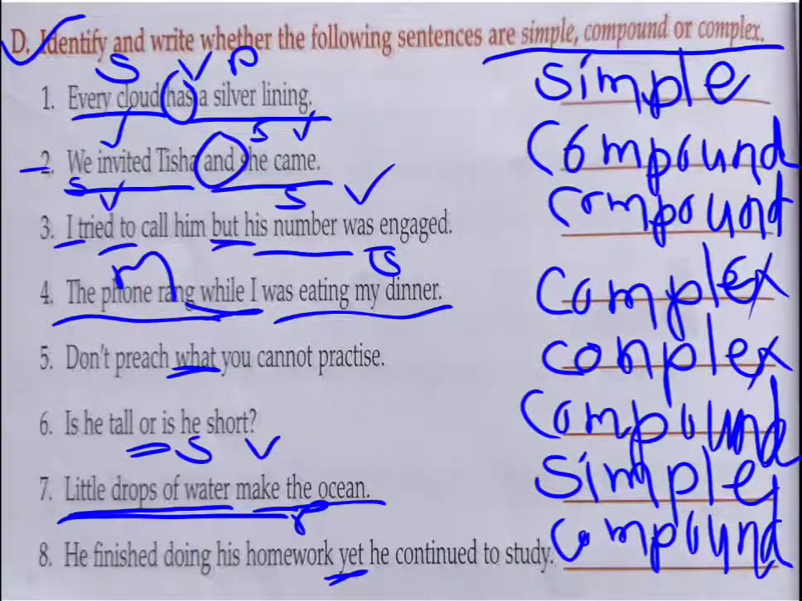I hope students that it's very easy for you to identify subject and predicate because we have just completed the chapter elements of a sentence. So students, if you still have any doubts about what is subject and what is predicate, you can go through those videos related to elements of a sentence. So it's easy for you to understand this chapter.